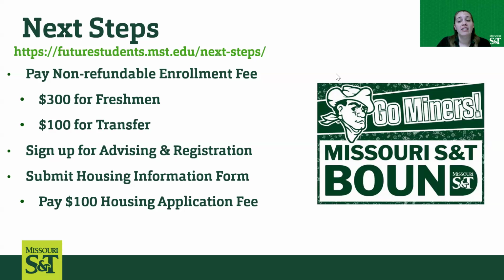Then you're going to need to sign up for advising and registration. You will sign up online and select what day you will come. I'll talk about what's going to happen at advising and registration soon. Then a student is going to need to submit their housing information form. That's basically your housing contract. You're going to need to pay a $100 housing application fee. So those are the steps that students need to take to accept their admission. You can also find these at the futurestudents.mst.edu link. It is listed there, but again, that should have been in their admit packet.